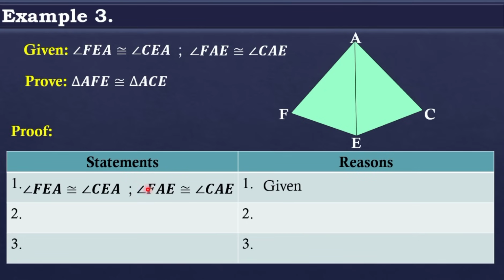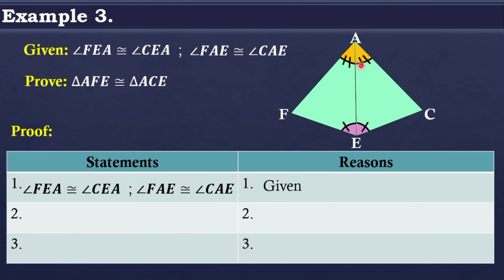Now, kapag meron kang given, sabi ko nga po, i-mark nyo po sa figure ninyo para nakikita nyo na agad kung ano nang meron. So, we have angle FEA is congruent to angle CEA. So, they are congruent. As you can see, we have the same markings. And then, we have angle FAE is congruent to angle CAE. So, they are also congruent.